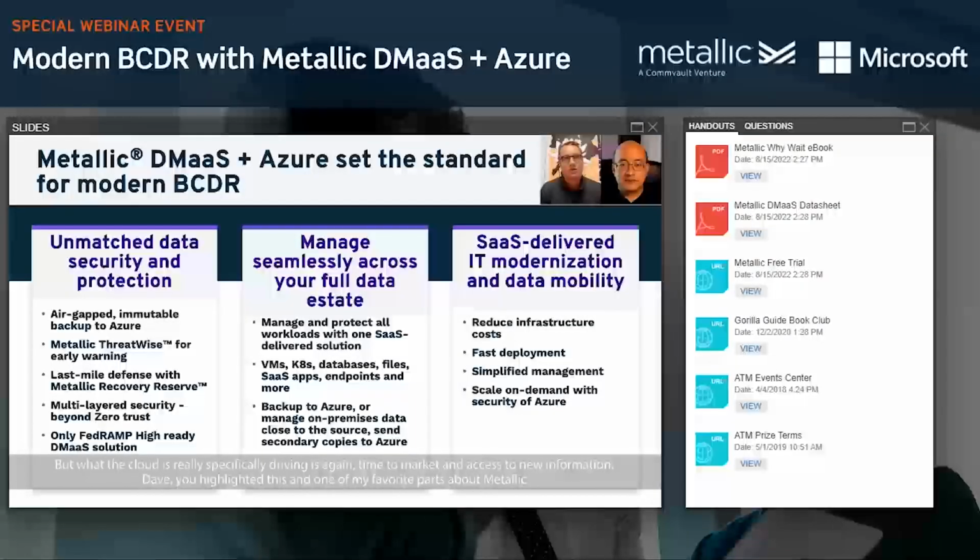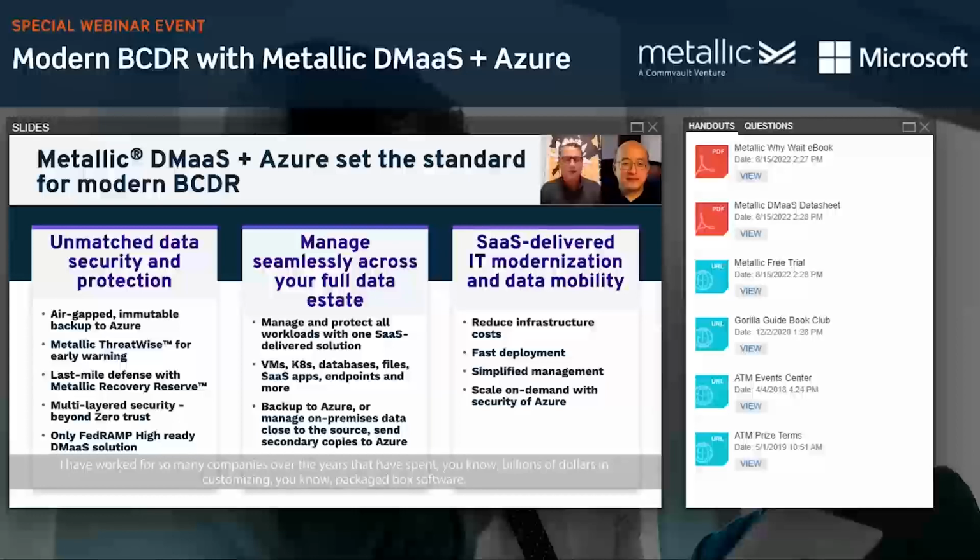David, you highlighted this, and one of my favorite parts about Metallic, and specifically data management as a service, is being able to just go out and install something virtually, have it up and running with pre-configured guidance, and then all of those controls that you can configure on your own if you're a control freak like I am. That's phenomenal, right? Before you used to have to order it, then they ship it to you, and then you got to install it, and then you got to figure out, how do I take it out of the box?